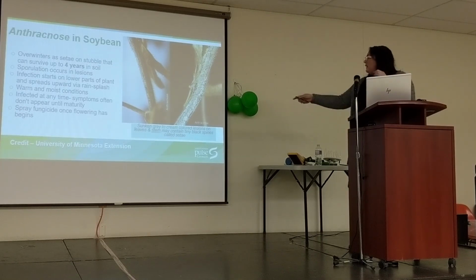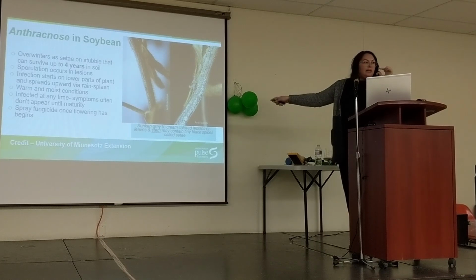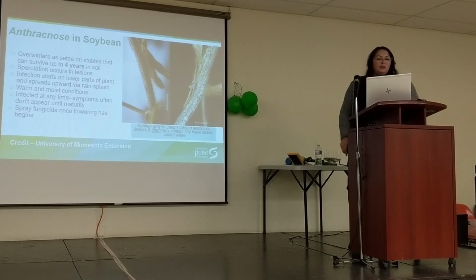I don't know if you can see, but you can see the black on this far right picture, but they're called setae. And they're little black spines that the anthracnose pathogen will form on stubble at the end of the season. Sporulation again will occur and infect the lower parts of the plants and move upward. As Gersa mentioned, as far as fungal pathogens, it loves warm, moist conditions. And anthracnose, typical, it can infect at any time during the growing season.